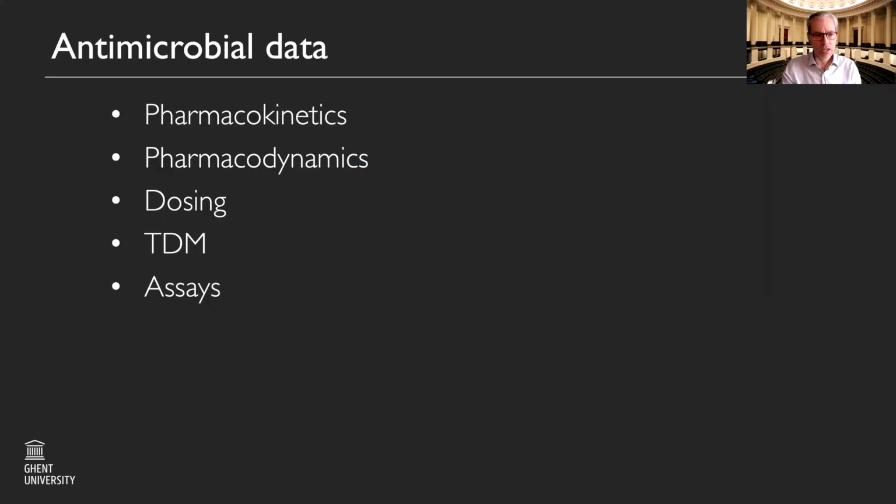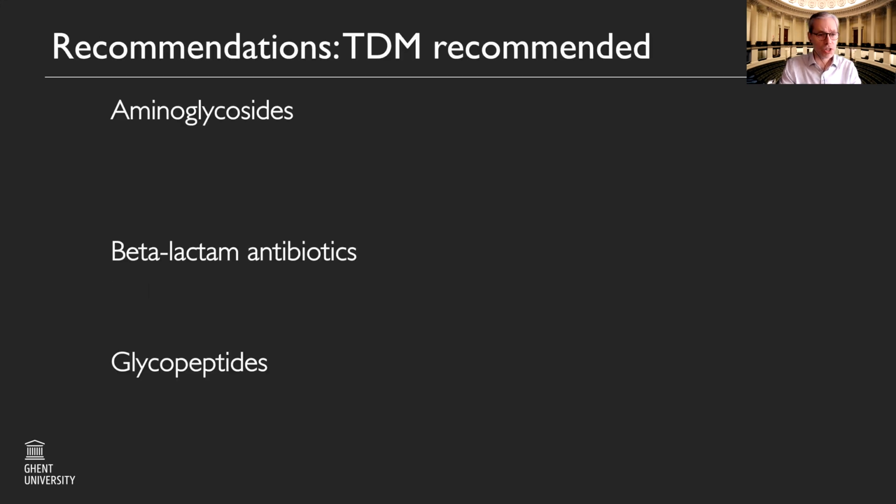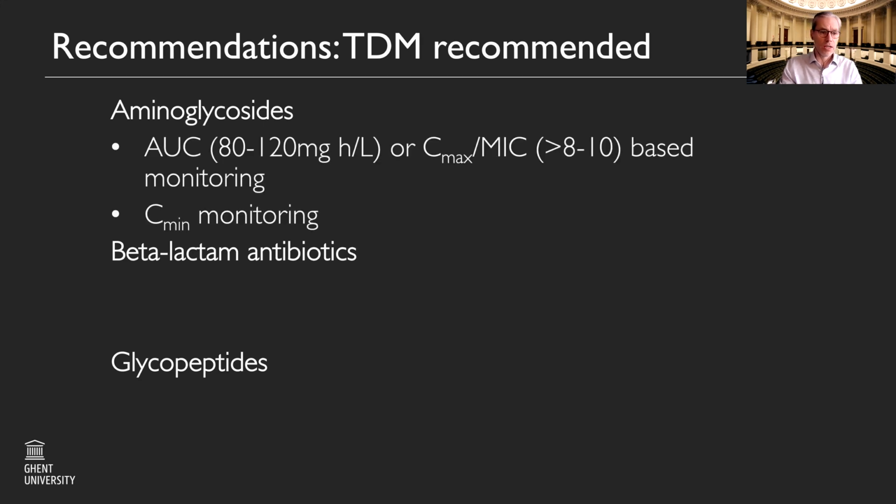For every individual antibiotic in the position paper, you will read about pharmacokinetics, pharmacodynamics, dosing, how TDM should be used, and some recommendations about the assays. Of course, in 20 minutes, it's impossible for me to go through all these individual data, but I recommend you have a look at the guidance document and read the information there. What I do want to share with you are the recommendations that the panel formulated for three different classes of antibiotics. Aminoglycosides first: it is recommended to either use an AUC-based TDM strategy or a Cmax over MIC-based monitoring. For the first one, of course, you'll need dosing software and multiple samples for the maximum concentration.